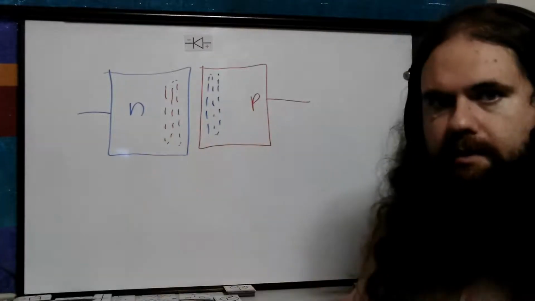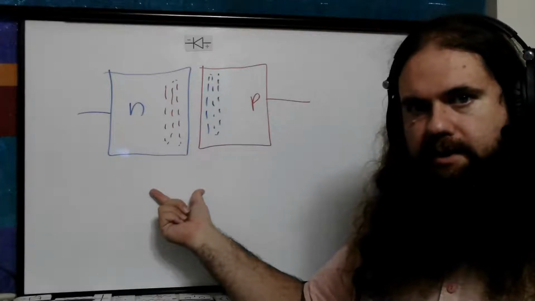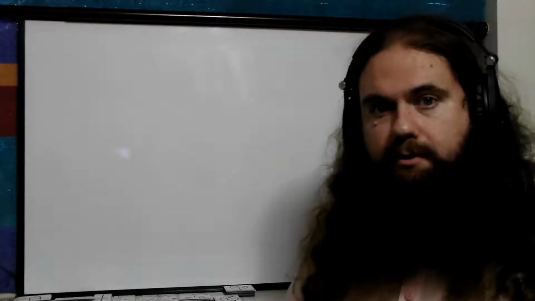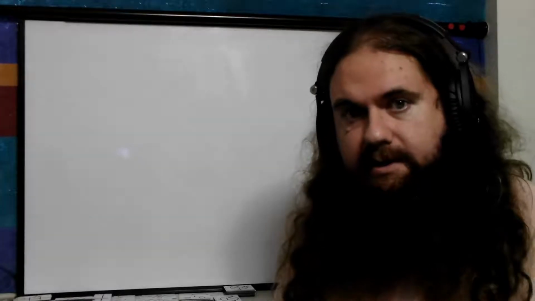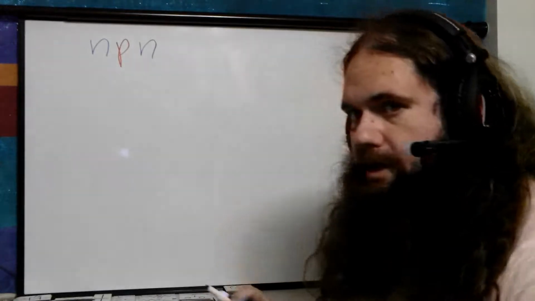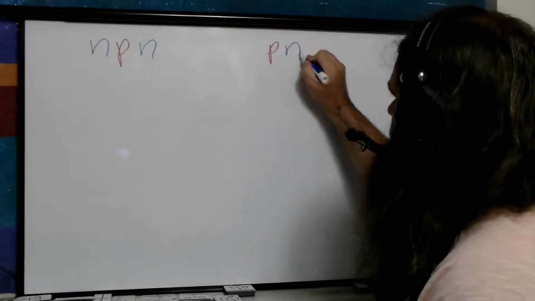So don't worry about all the other crap. Either you're applying enough voltage to clear the depletion layer, or you're not. There are two types of what are called bipolar junction transistors, BJTs. These are just the normal ones. We'll get into MOSFETs and such elsewhere. You have the NPN type, and you have the PNP type.